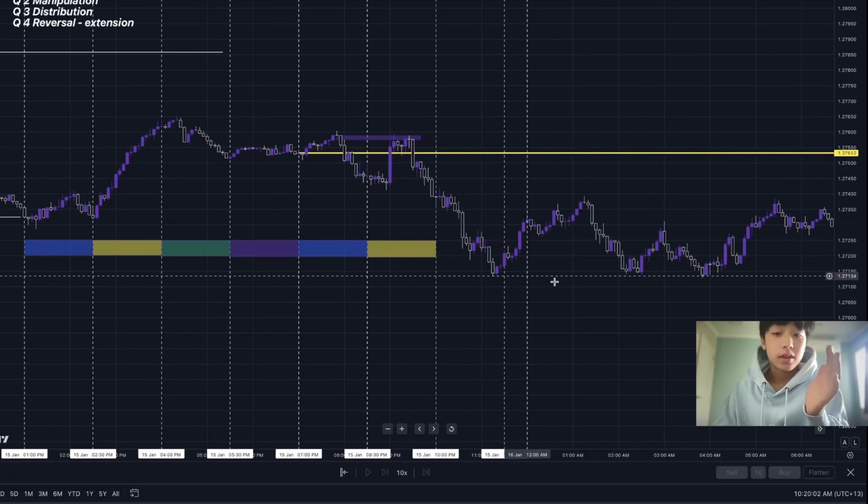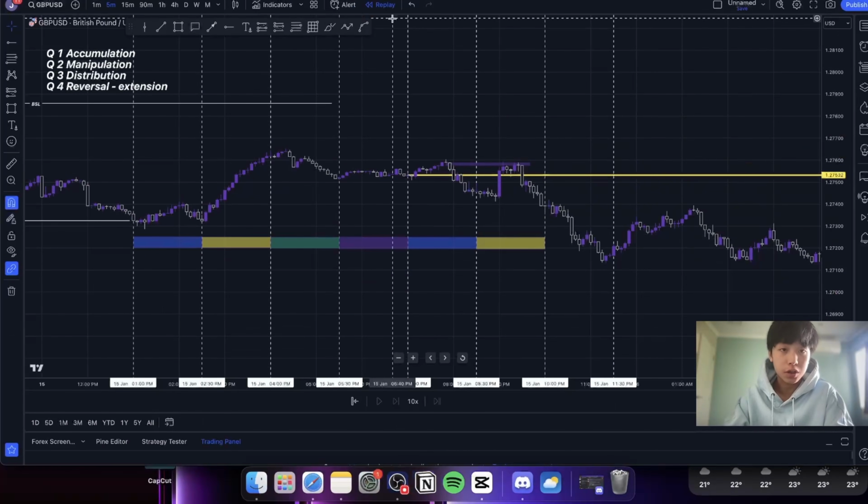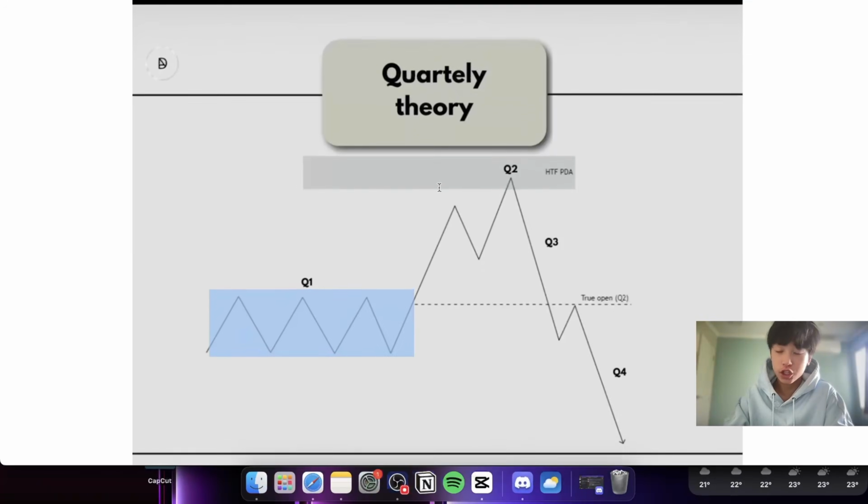And then yeah, that, guys, is how you use quarterly theory mixed with smart money concepts. We'll just go over the cheat sheet once again.